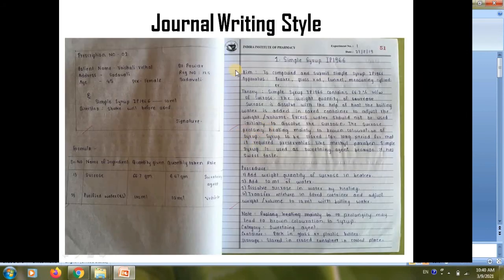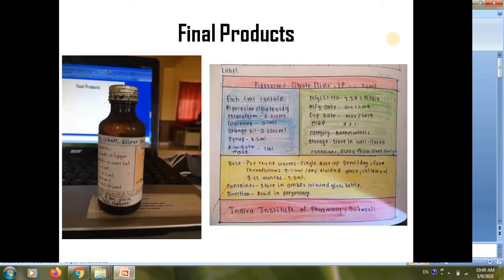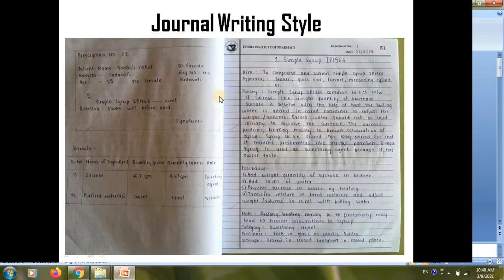Then next is how to write the journal. So this is your journal, and this should be a standard. There is one more question in your mind: from where will you get this category, which you don't know, the storage condition you don't know, the dose you don't know, container, directions, so all this data you don't know. So from where will you get it? From the procedure and all the theoretical part. Okay, that I will provide you, and you have to extract it and write it in your label. So I will provide these things to you.